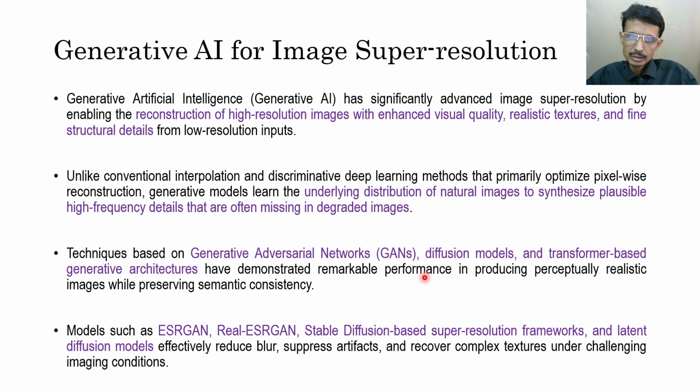Techniques based on GANs, diffusion models, and transformer generative architectures demonstrate remarkable performance in producing perceptually realistic images while preserving semantic consistency. Now, models like ESRGAN, SRGAN, stable diffusion-based super resolution frameworks, and latent diffusion models effectively reduce blur and surface artifacts, and recover complex texture under challenging imaging conditions. So, in this way, generative AI helps in super resolution.